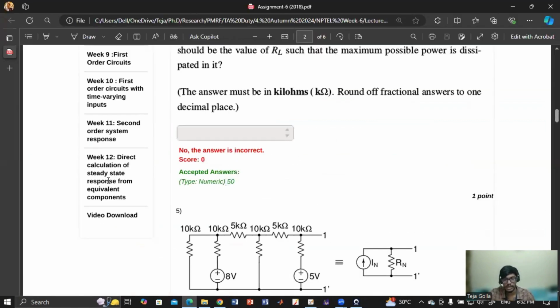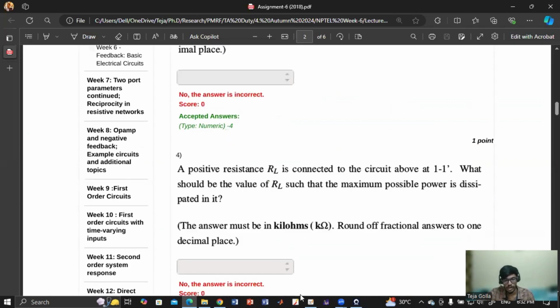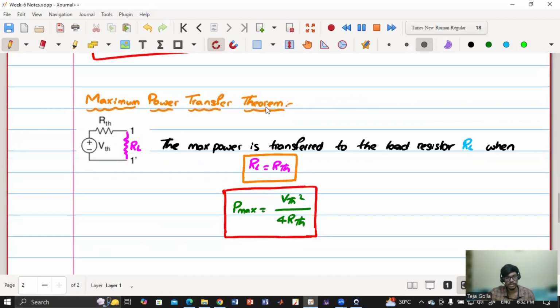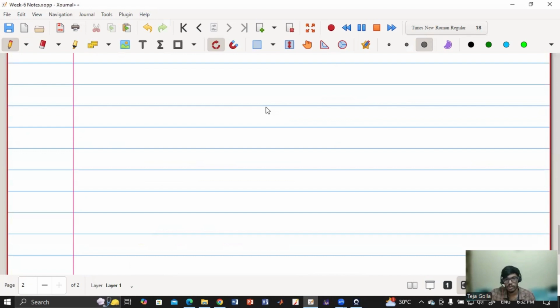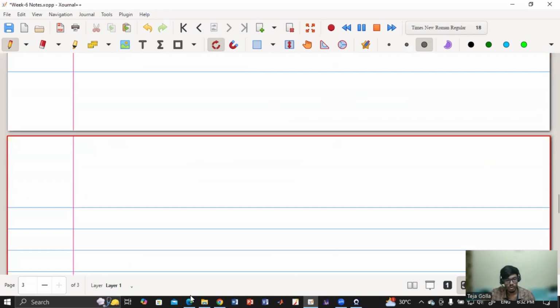So is this part clear until this point? We have discussed Thevenin's theorem and we have quickly solved one problem on Thevenin's theorem. Now we'll move on to Norton's theorem, which is also quite similar to this.